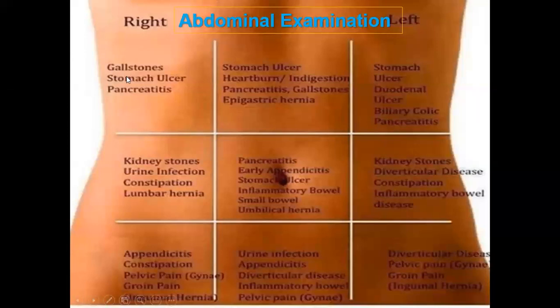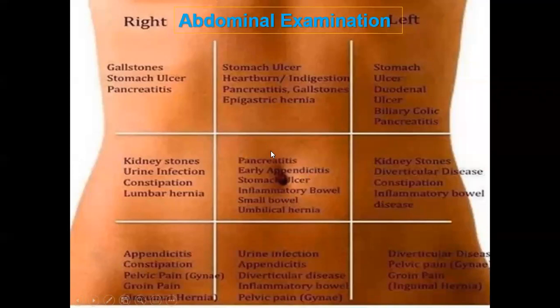Like the right hypochondriac region contains the gallbladder, with gallstones, stomach ulcer, or pancreatitis. So the referred pain goes that way. This area is the stomach, epigastric. So maybe stomach ulcer, patient heartburn, pancreatitis pain, epigastric hernia.